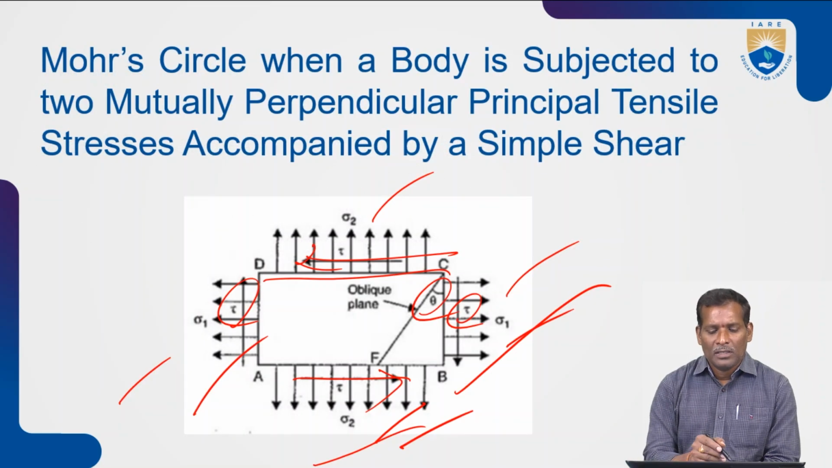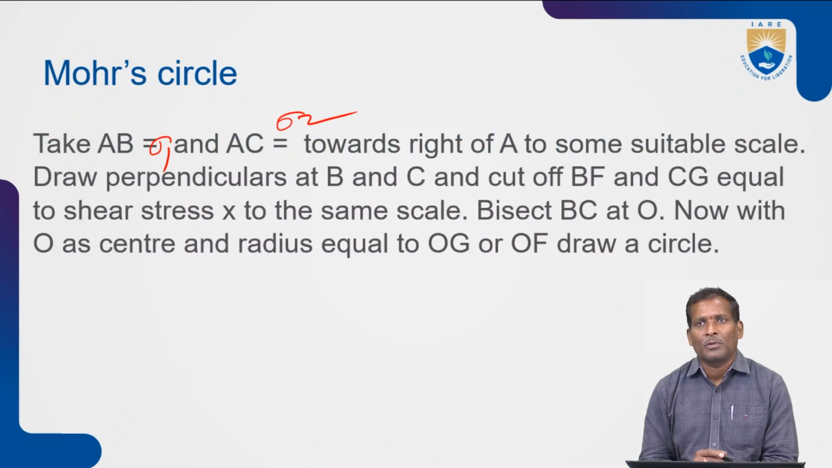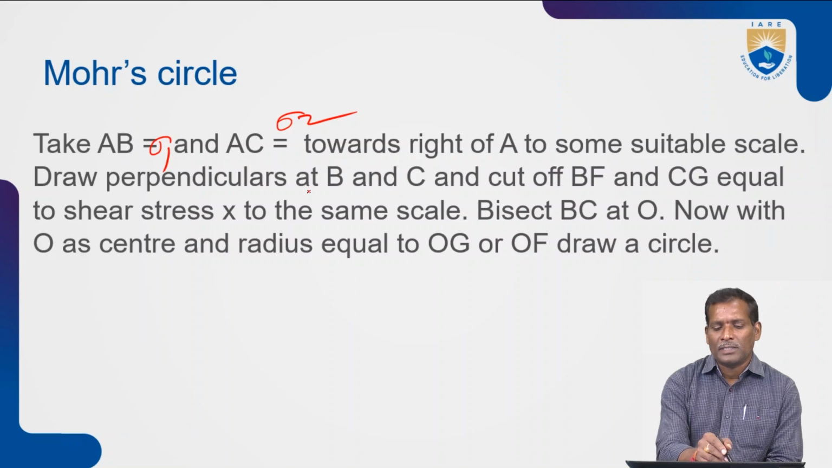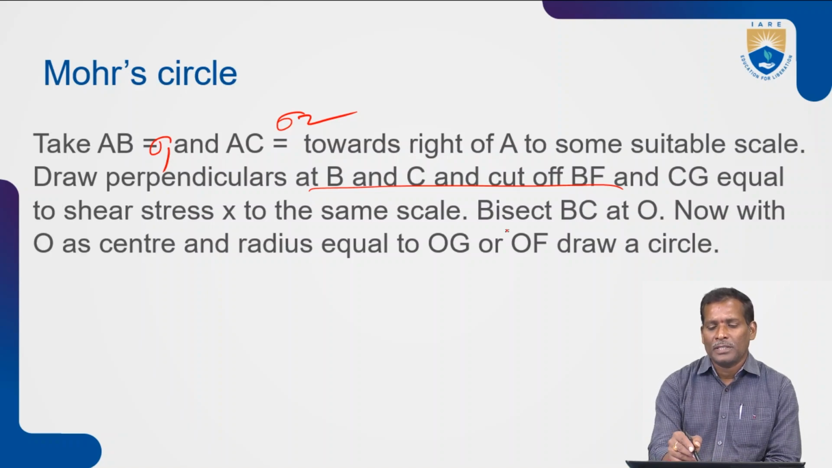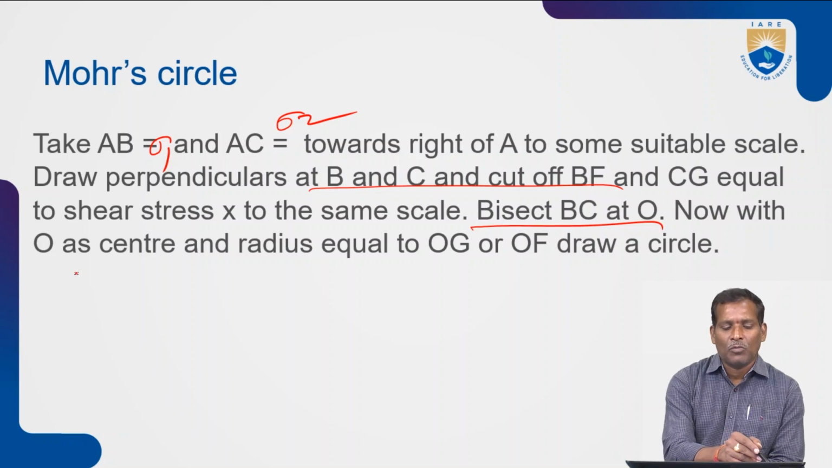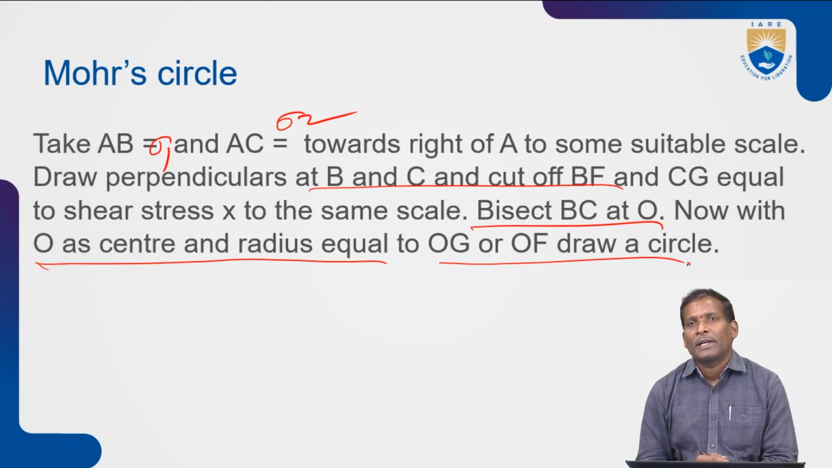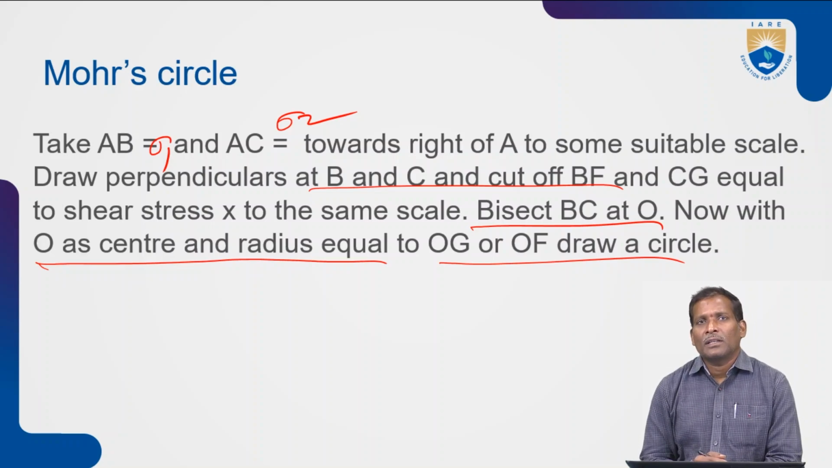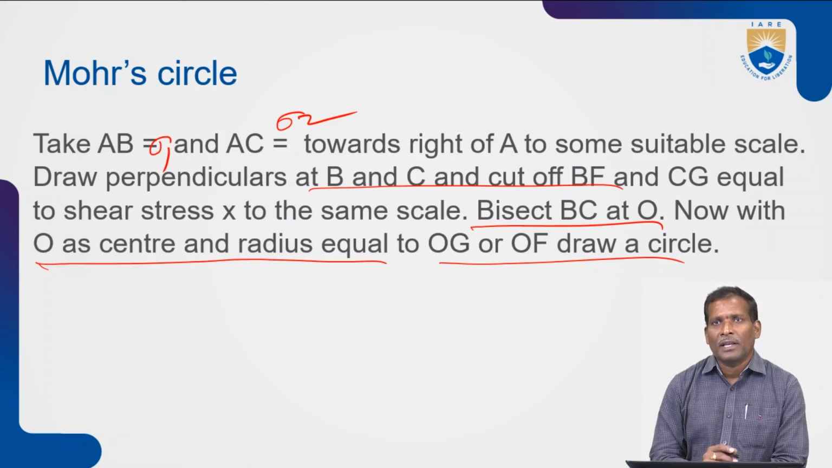AB is sigma 1 and AC is sigma 2, towards the right of A, to some suitable scale. Draw perpendiculars at B and C and cut off BF and CG equal to the shear stress tau to the same scale. Bisect BC at O. Now with center O and radius equal to OG or OF, draw a circle.